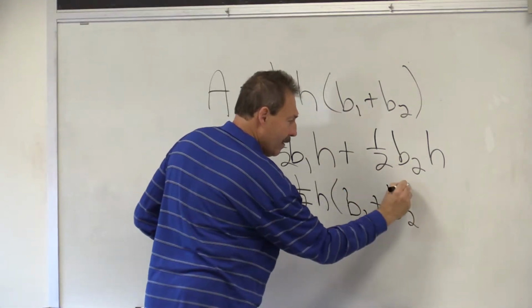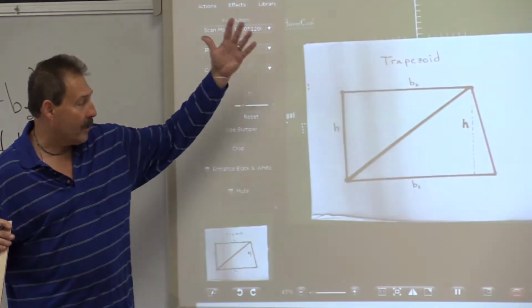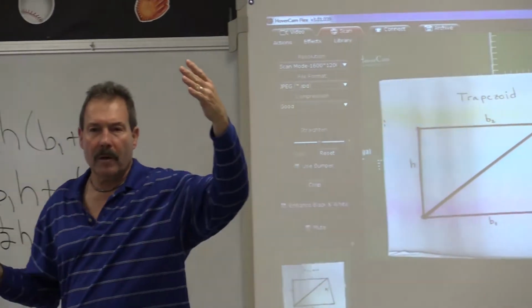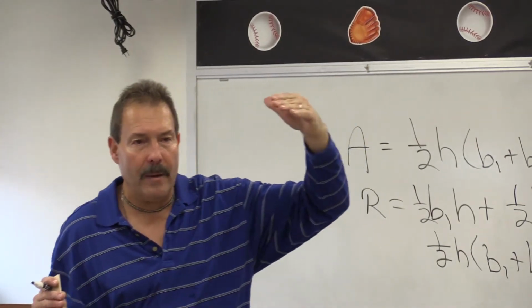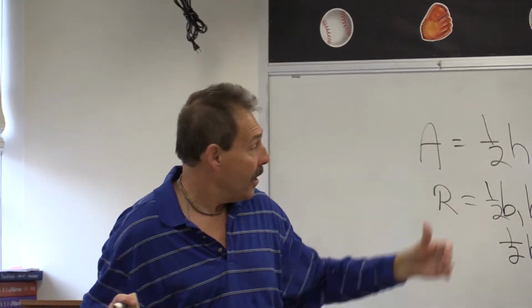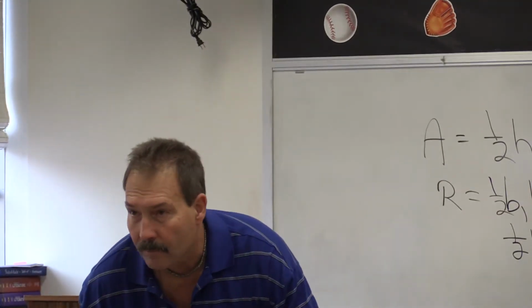How about that? Now I could cut the triangles out with the scissors, but there's no reason. There's where the formula for any trapezoid comes from. Because any trapezoid can be cut into two triangles. So if you ever wondered where it came from, there it was.